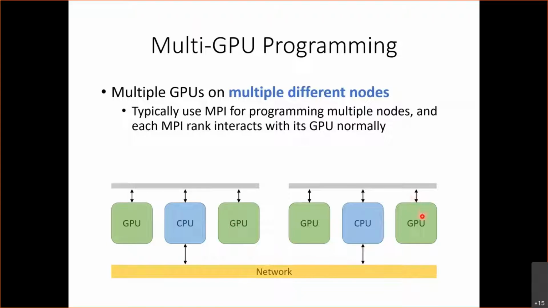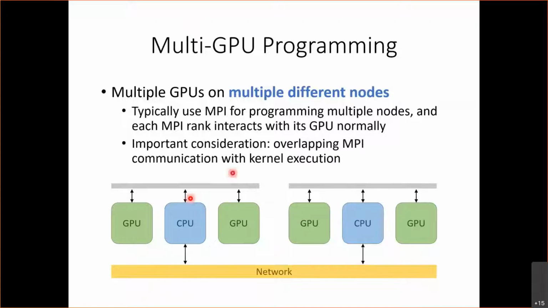If I want to communicate between a GPU attached to one CPU and a GPU attached to another CPU, going over the network takes a lot of time. So one of the important considerations when we are parallelizing across multiple GPUs is how to overlap the communication across the network with the computation on the GPU.